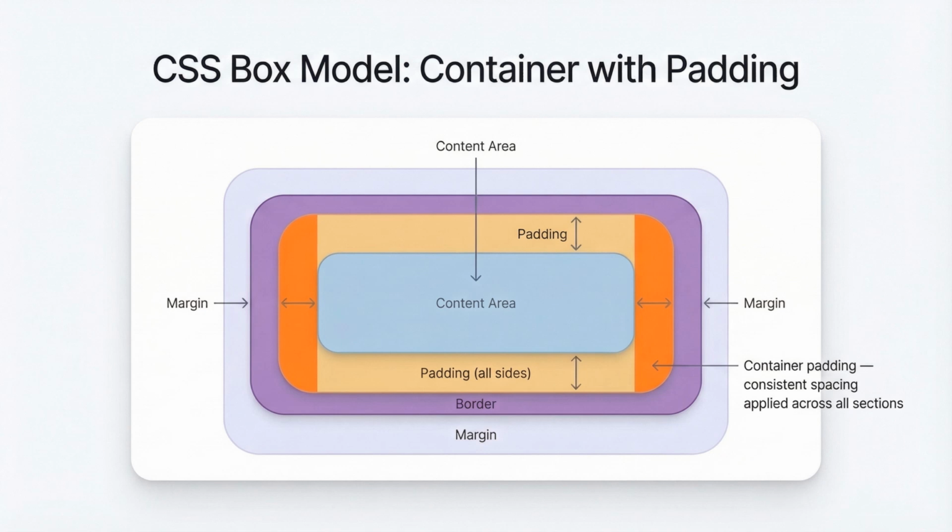This is the power of reusable CSS classes. You define the rule once, and it applies everywhere consistently. If you ever need to adjust the spacing, you only change it in one place.